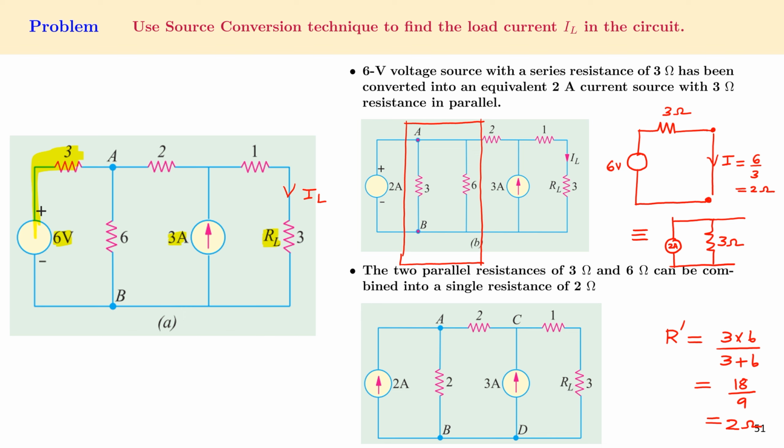That is, we have replaced the parallel combination of 3 and 6 ohms with an equivalent resistor R dash having 2 ohms resistance. Now we have to simplify this figure again. But when you inspect, you can see that the two current sources, 2 ampere and 3 ampere, cannot be added because of the presence of this 2 ohm resistor in between.